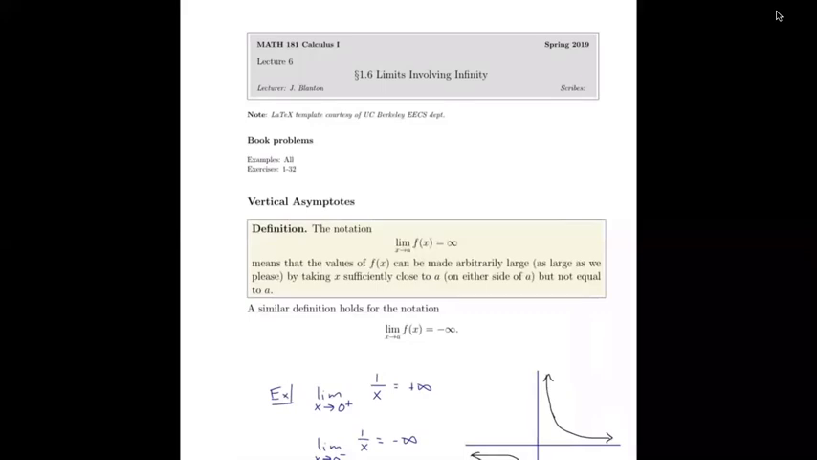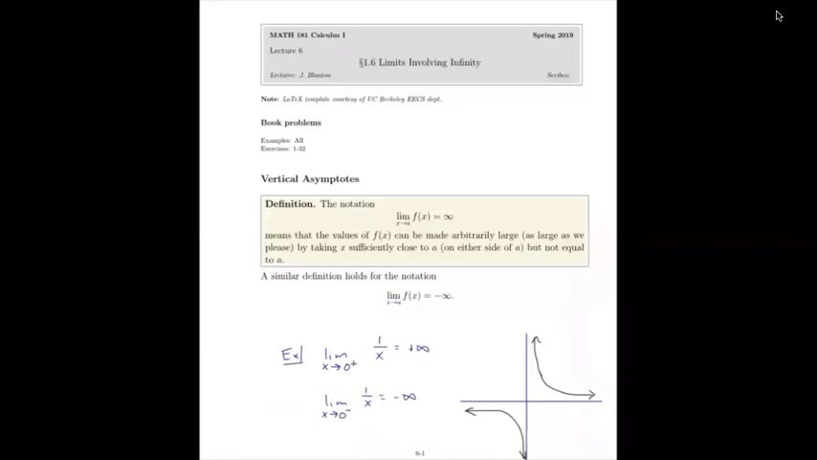So to introduce a slightly more formal definition of this, again, this is just the intuitive definition of a limit at infinity, but it'll serve our purposes. This notation, the limit as x approaches a of f of x equals positive infinity, means that the value of f of x can be made arbitrarily large, in other words, as large as we like, by taking x sufficiently close to a. This is on either side of a, but not equal to a. So we can pick x values that are closer and closer to a in order to drive our function value up as large as we like or may be required to.